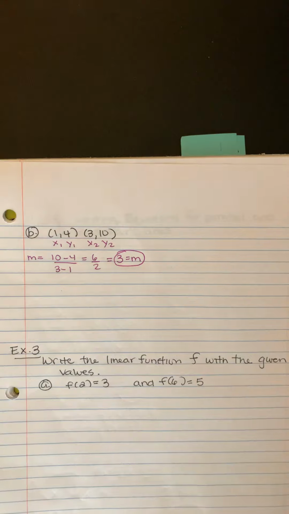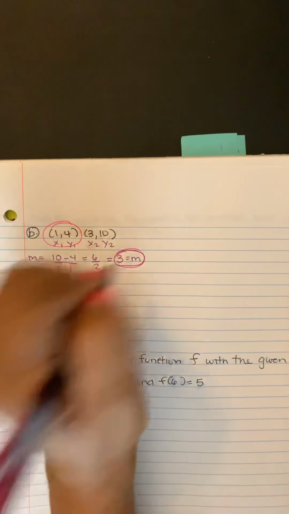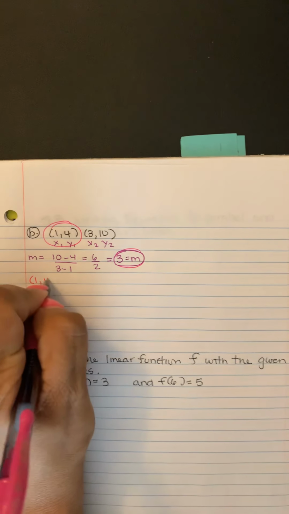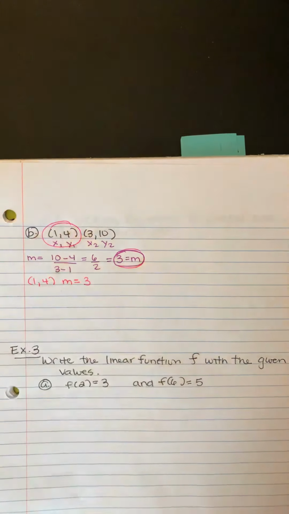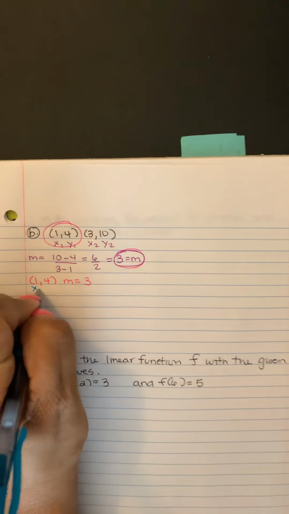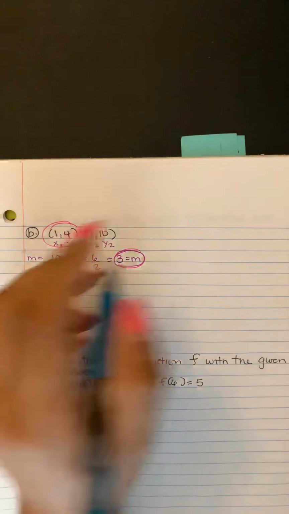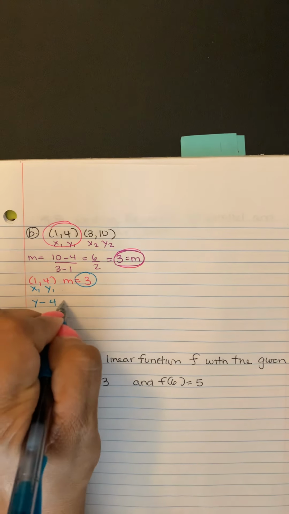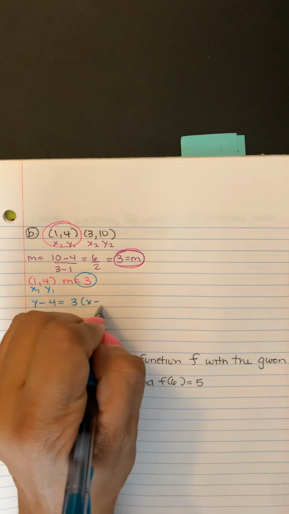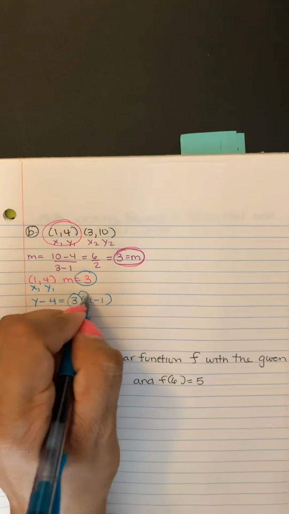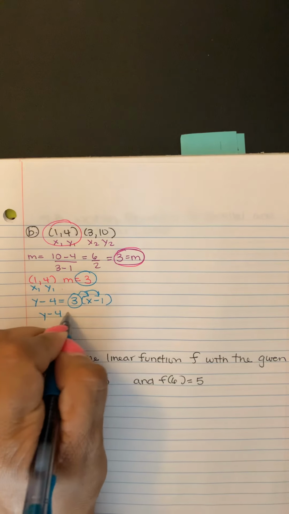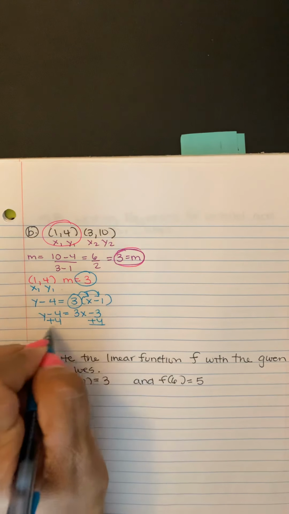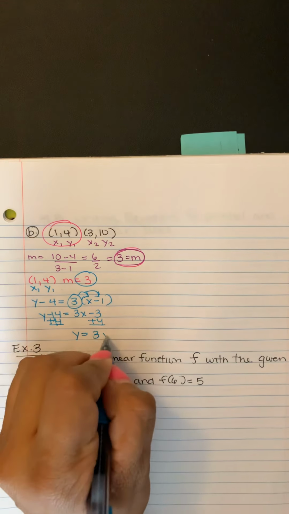So again, pick a point. (1, 4) and m equals 3. We're going to put it in point-slope form, and then we're going to simplify and put it in y equals mx plus b form. So y minus y sub 1 equals m times x minus x sub 1. Distribute this 3. y minus 4 equals 3x minus 3. And then let's go ahead and add 4, and you end up with y equals 3x plus 1.